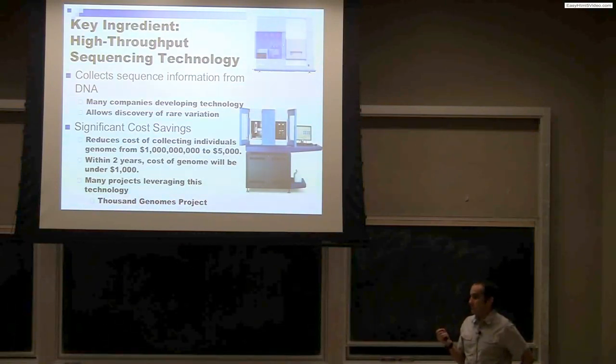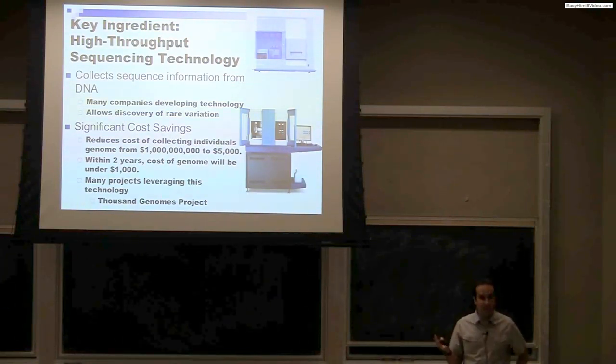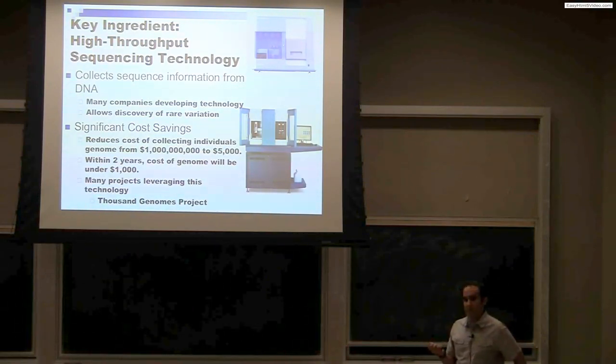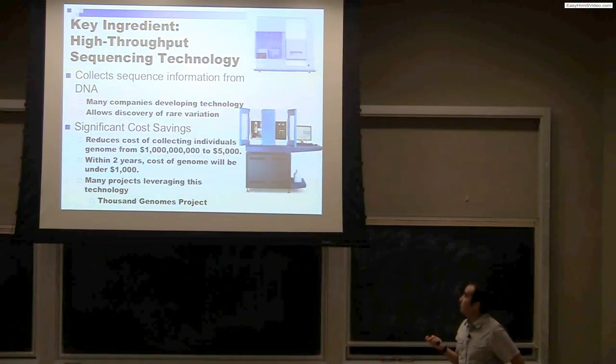The original Human Genome Project cost $3 billion just to sequence one person, okay? The newer technology can do basically one person for about $1,000, $2,000. So it's a huge decrease, and it's only been about 10 or 15 years since that time. And so there are many projects leveraging this.